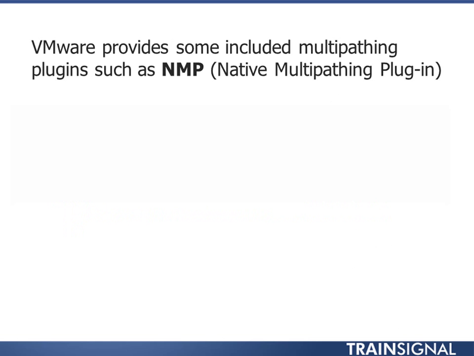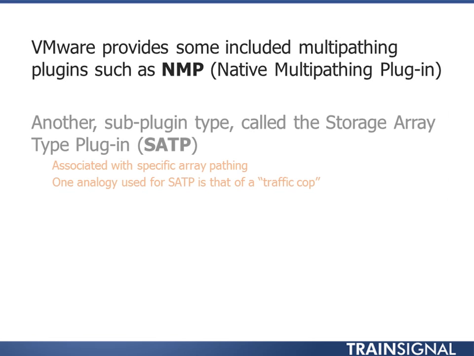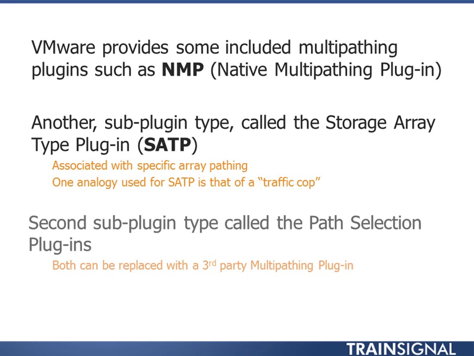VMware provides some included multipathing plugins such as NMP, Native Multipathing Plugin. There's also a second type of plugin, and this is where people get confused. It's called a storage array type plugin, and this associates with a specific array pathing. One analogy is it's like a traffic cop, so I'll come back in a second. So the second sub plugin included in NMP is a path selection plugin, or PSP. If you install something like EMC's PowerPath Virtual Edition, it basically replaces both of those.